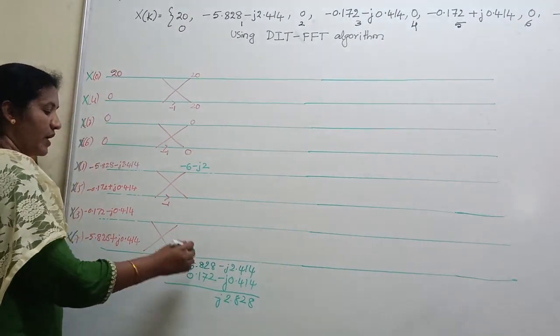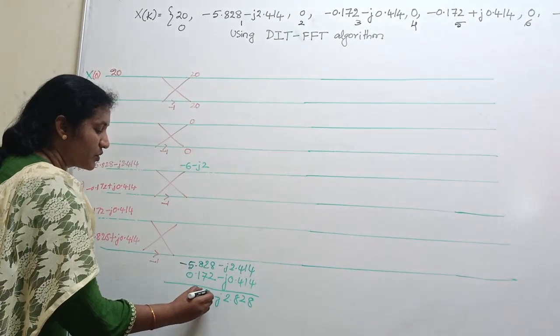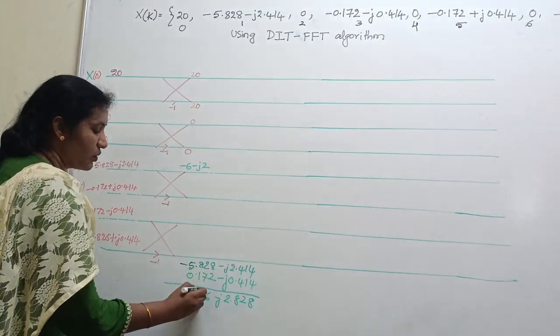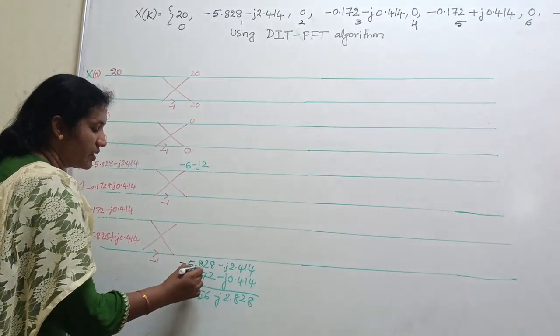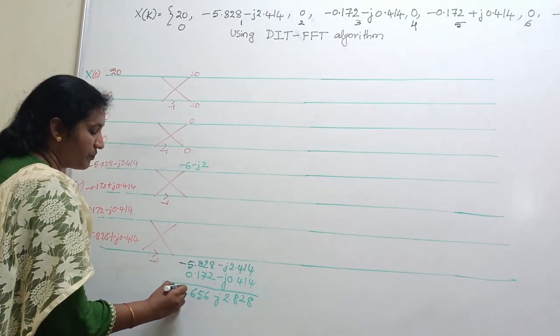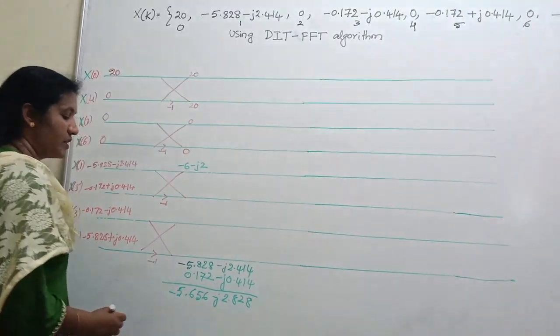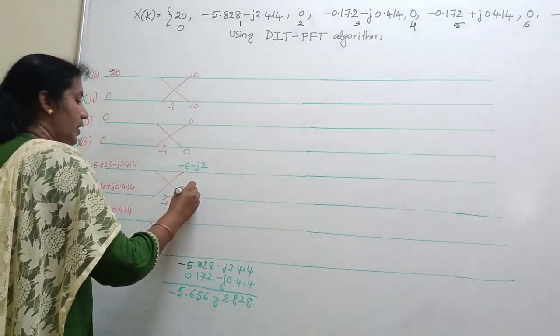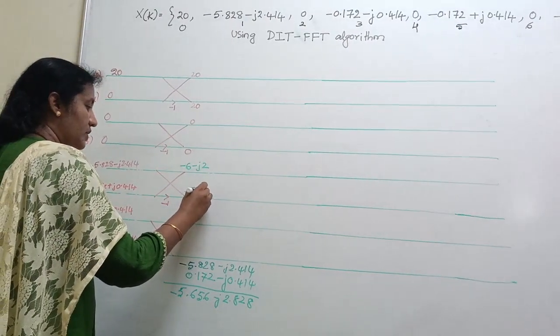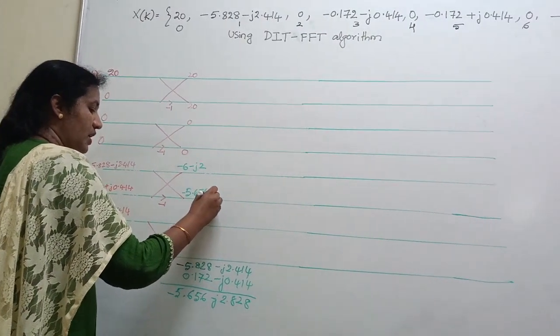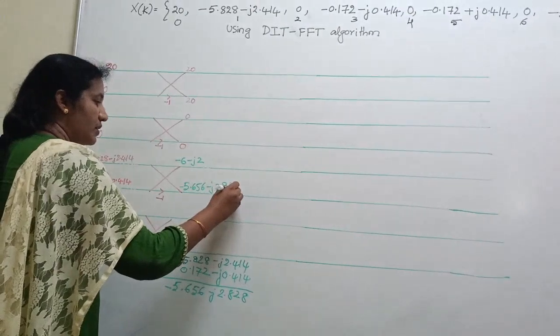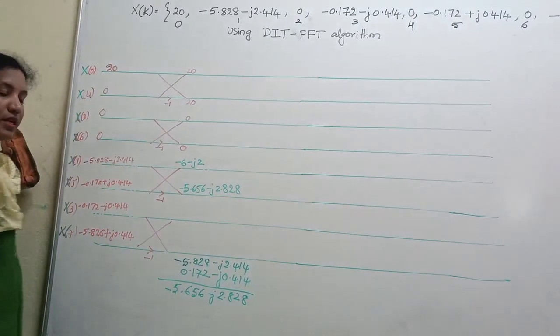And here you have to do the subtraction. 8 minus 2 is 6. 12 minus 7, 5. 7 minus 1, 6. And 5. So it is minus 5.656. So we can write minus 5.656 minus j 2.828. So we got the answer like this.